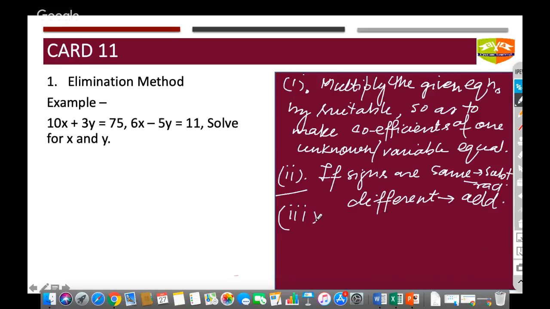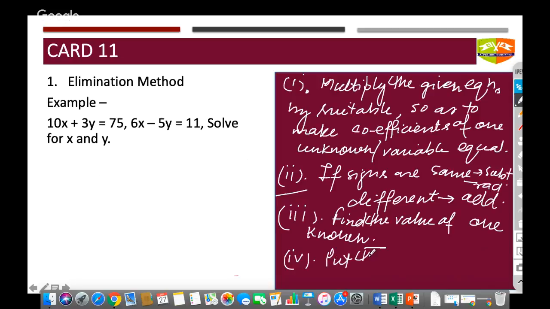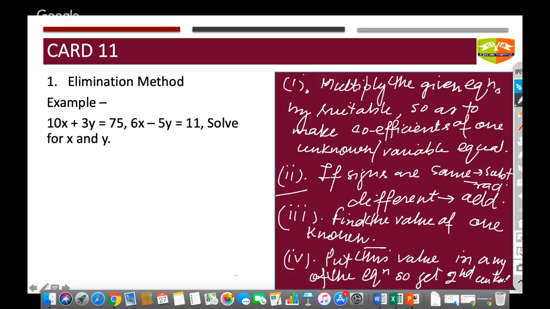And then what I do is find the value of one unknown which is not eliminated. So the eliminated one would be gone, and by knowing this value, put this value in any of the equations to get the second unknown. So this is how you have to solve.